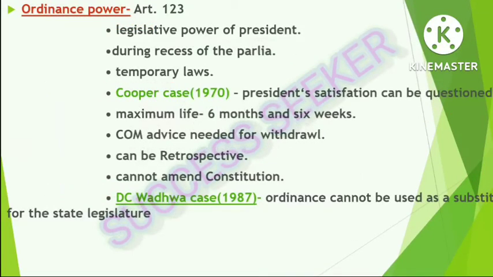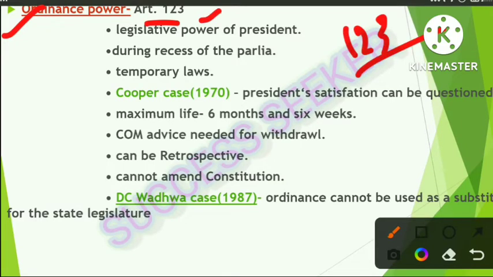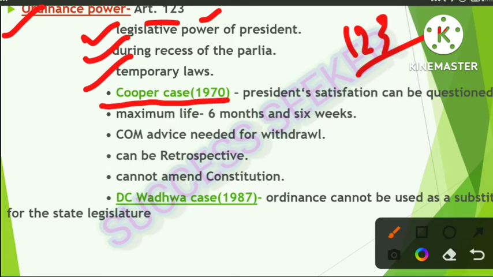Next, ordinance power. What is the ordinance power? That is a temporary law. When Parliament is not in session, the President imposes a temporary law, under Article 123. Ordinance power is the legislative power of the President. Since it makes a law during the recess of Parliament, it is a temporary law. And in the Cooper case 1970, held in the Supreme Court, the President's satisfaction can be questioned for an ordinance.